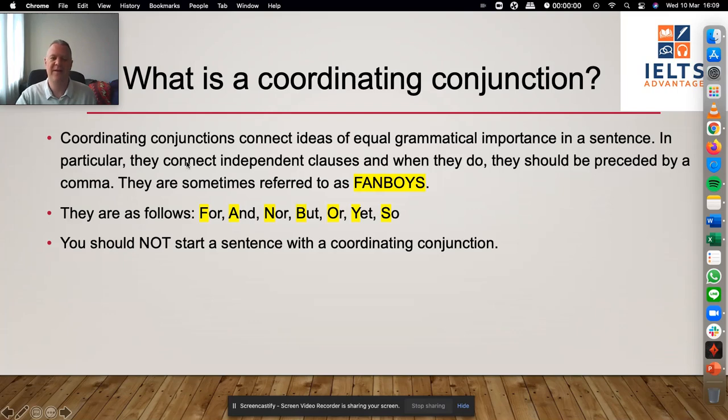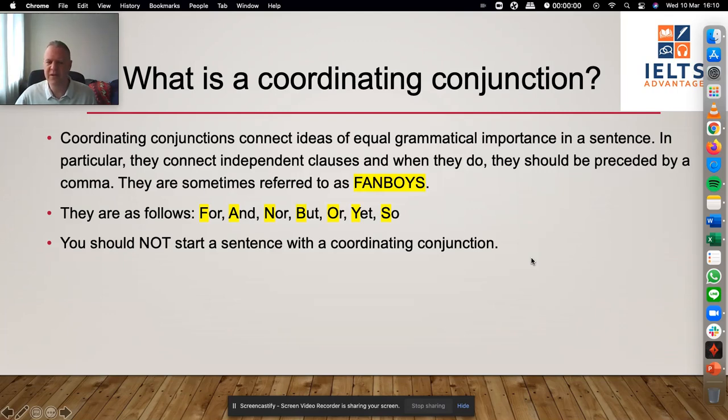So like I said here, when they connect independent clauses, they should be preceded by a comma. Okay. You should not start a sentence with a coordinating conjunction. So in academic writing, you never want to start a sentence with and, or but, or so, or yet. Try and find a different conjunction. For example, instead of using and, we could use moreover or additionally. Instead of using but, maybe we could use however. Instead of using so, we could use therefore. Okay, so these would be much better words to start sentences with.